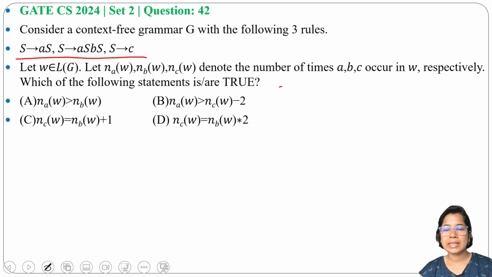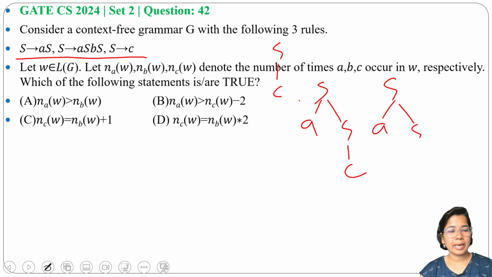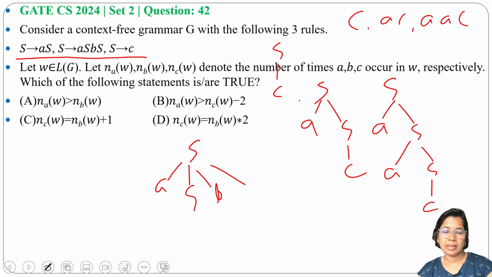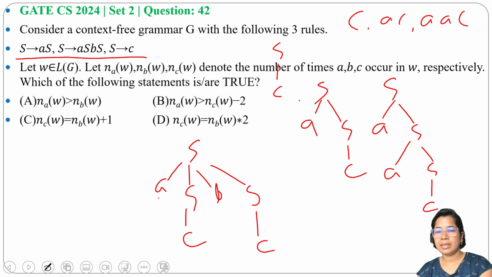It will generate C: S derives C. Then from S we can derive AS, and from S, C. Then from S we can derive AS again, and from S, C. So any number of A followed by C. Then S derives ASBS, from S, C, and from this S, C. So A, C, B, C.